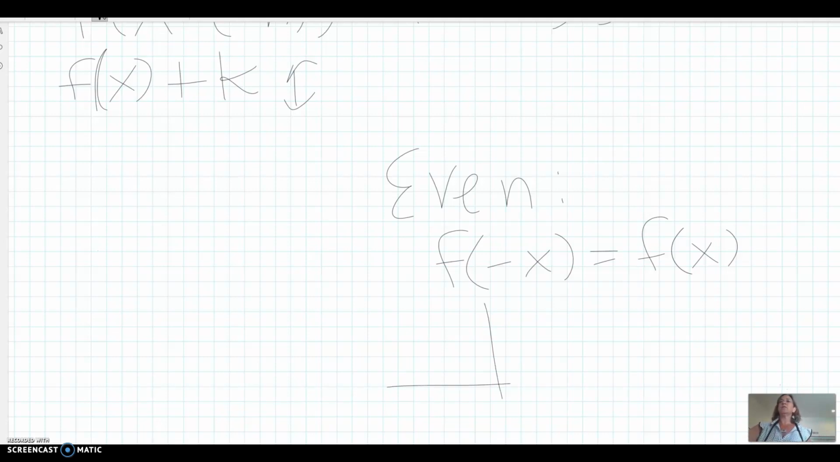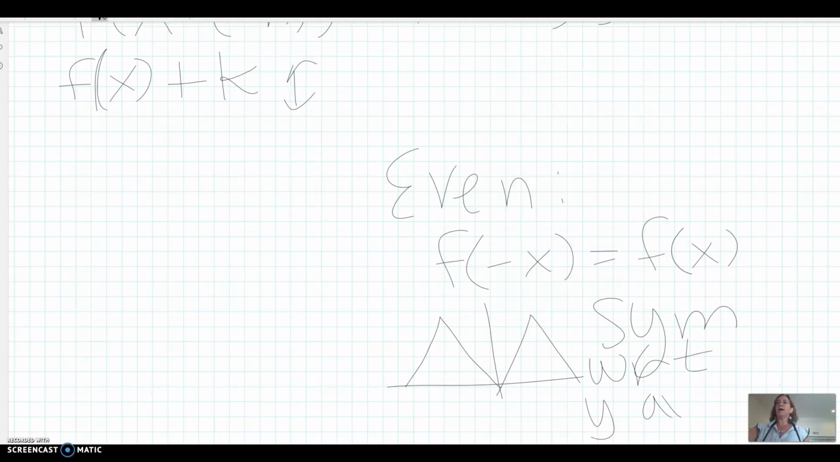And what that does on the graph is it gives us, I'll do something like this, right? For whatever the graph is, if you have an even function, there's symmetry with respect to, WRT is my with respect to, the y-axis. So if I fold the graph over on the y-axis, it looks the same.